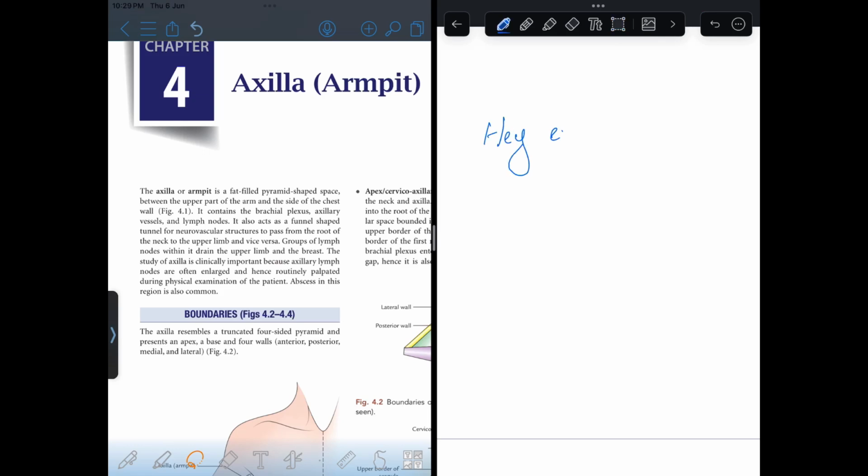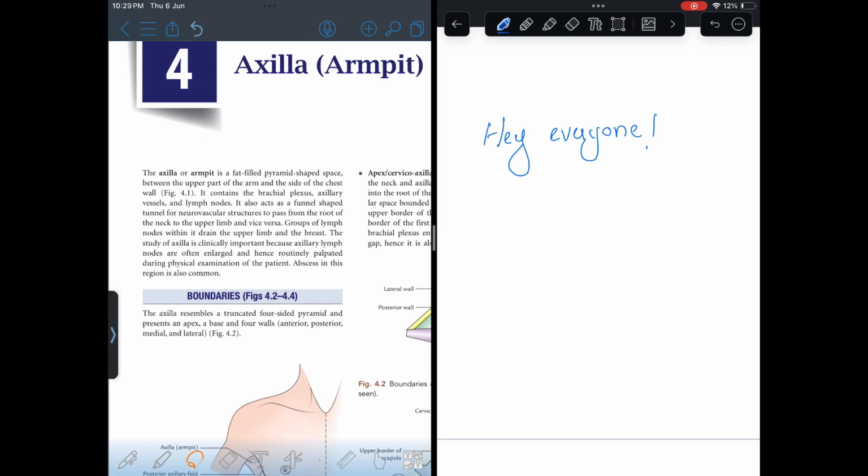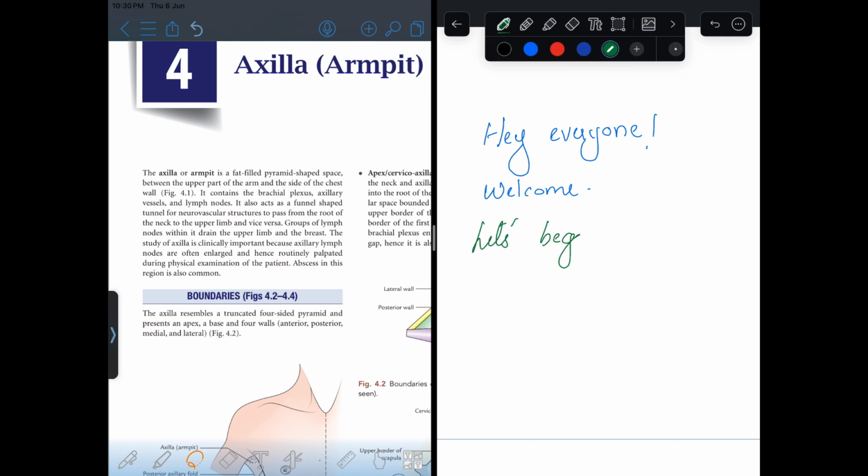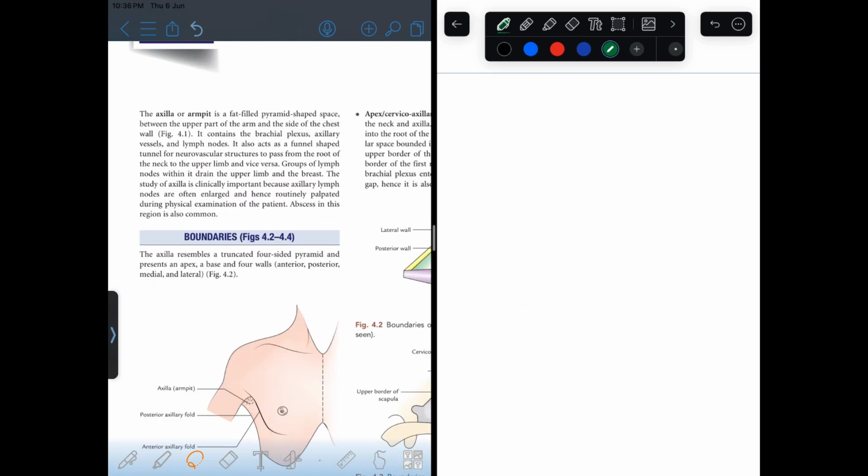Hello everyone. Today we will be discussing the axilla or the armpit. In this module we will be covering a whole lot of anatomy, so let's dive right into this topic without wasting any time. I encourage you to grab a piece of paper so that you can draw the diagrams along with me, because this will be very useful for you.